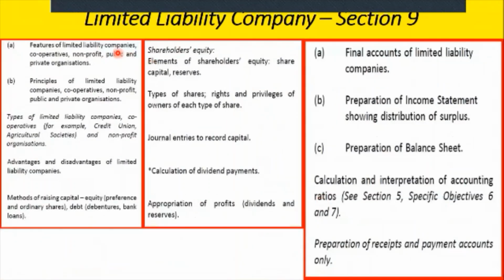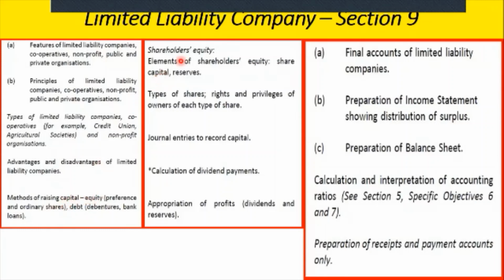Next, we have limited liability company, section 9, the features of the limited liability company, the types of limited liability company that you have. These are all reading in just a few pages in a textbook, and you could know this thing here, right? Methods of raising capital, the preference shares, ordinary shares, and debentures and bank loans and so on, like that. So, okay, this is a nice area that they keep asking in a part B and a part C.